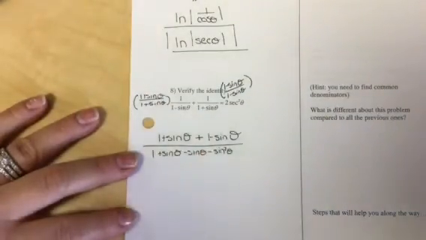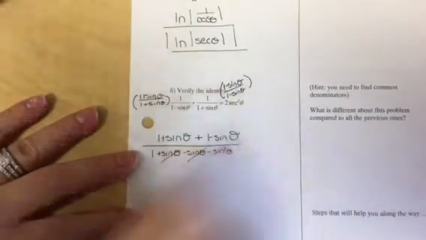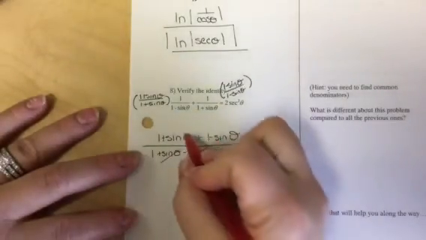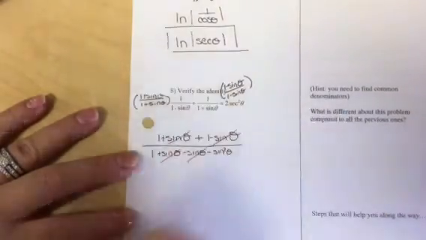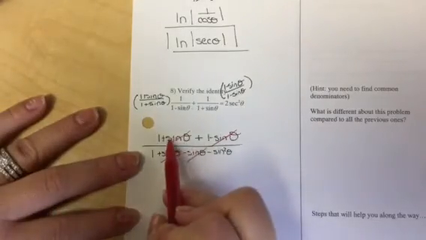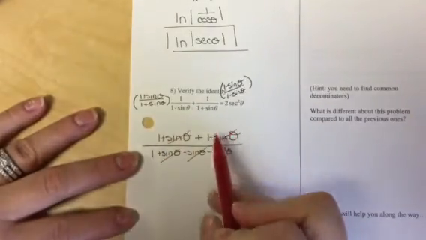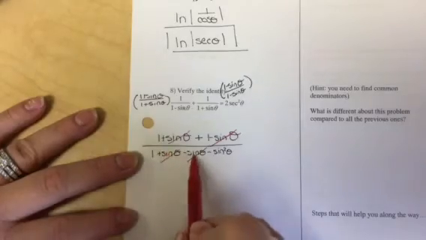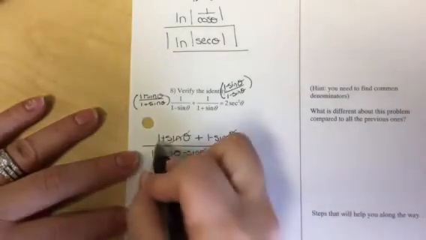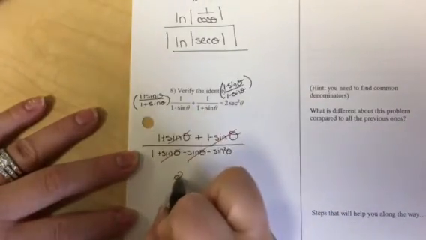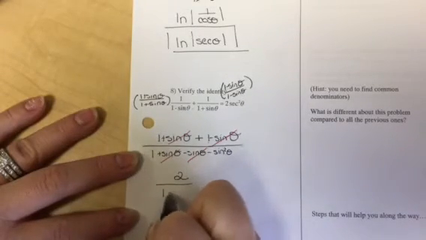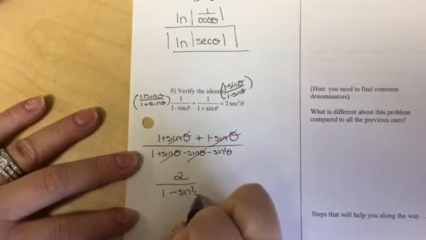And now we're going to clean things up. This sign and this sign are going to go away. This sign on top and the negative sign on top are going to go away. So a positive sign and a negative sign cancel out. And then again on the bottom, this positive sine minus a sine cancel out. So now on top I have 1 plus 1 is 2 over 1 minus sine squared theta.